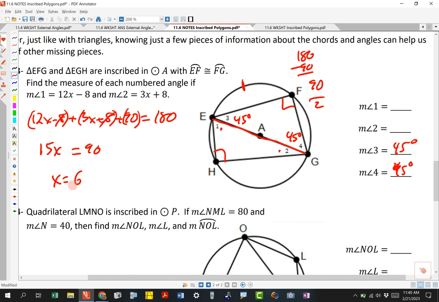And it says find the measure of each angle, so then we've got to plug it back in here. So 12 times 6 is 72, minus 8, 64. So angle 1 is 64 degrees. And then we could either do subtraction from 90 if we wanted to and figure it out that way, or plug it in here. 3 times 6, 18, plus 8 is 26. And do these two angles add up to 90 like we thought they would? They do. Okay, let's slide down here.